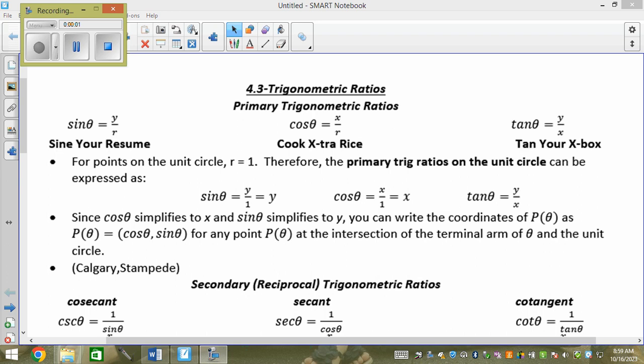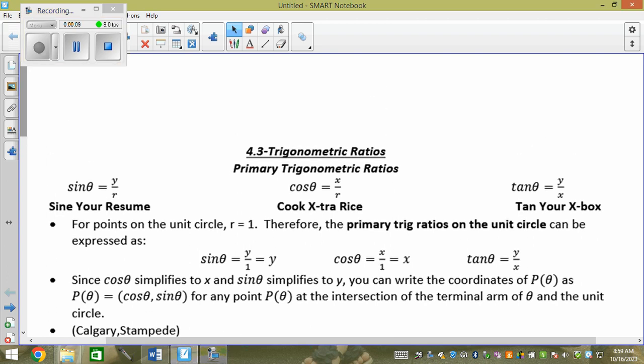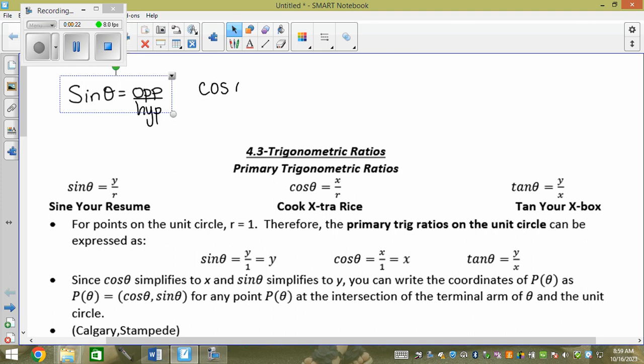We're going to talk about the primary trig ratios, which you've done already, which were sine, cos, and tan. Now, the primary trig ratios in grade 10, when they were taught to you, were taught as so. And everyone forgot the theta, so you were just spelling cos and sin.